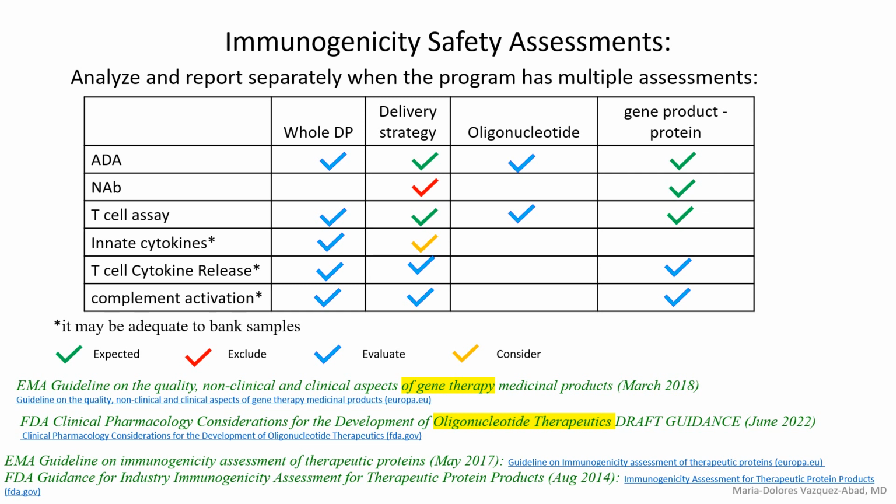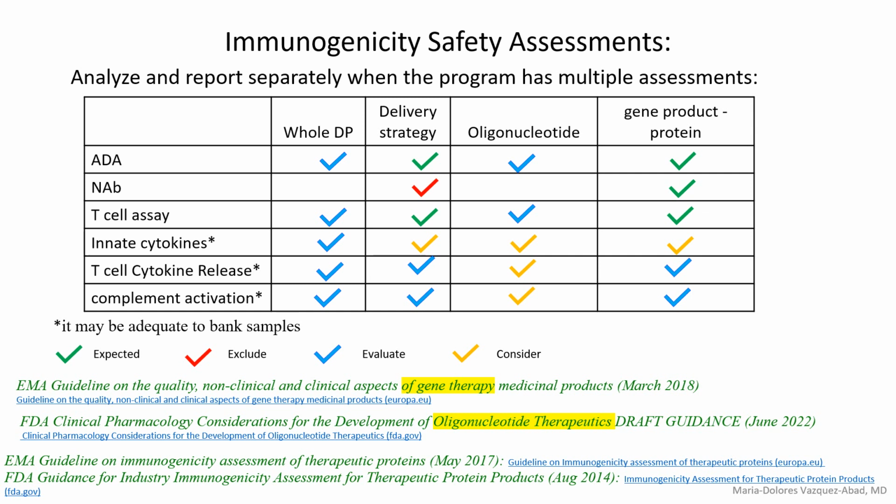and they could trigger either innate or adaptive responses. In terms of the oligonucleotide, they do recommend to assess innate and adaptive responses and complement activation secondary to a response to the oligonucleotide. And remember, they say the backbone modifications to it. And also they do say that we need to check innate cytokine to the gene product.